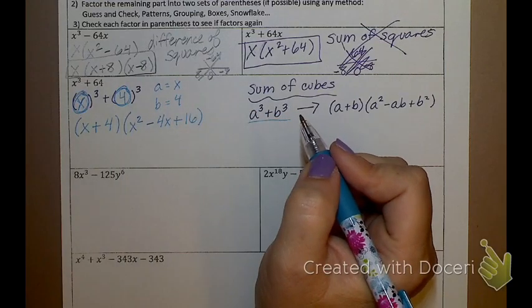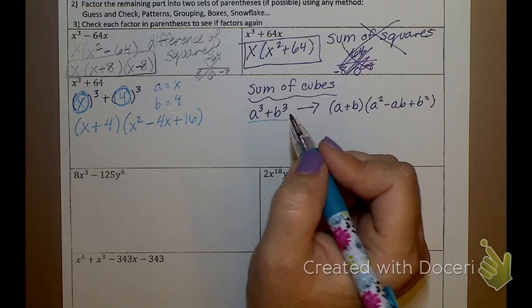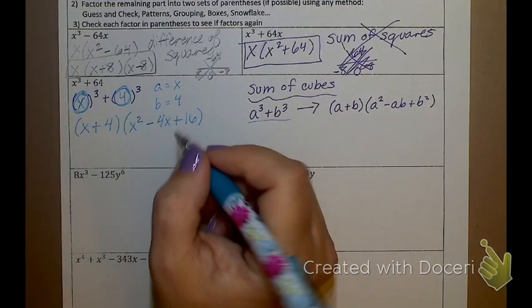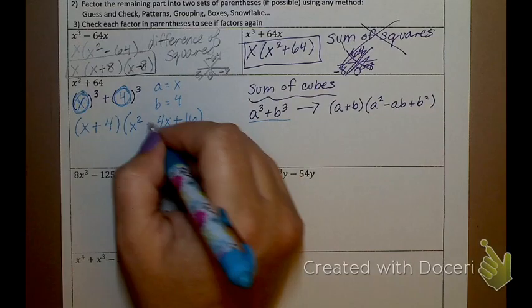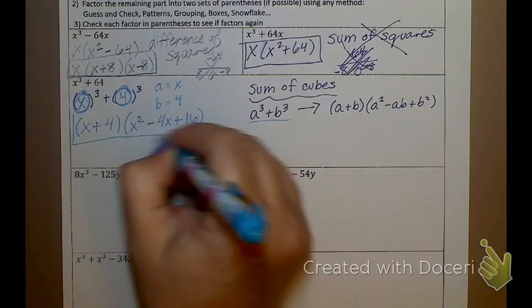There it is. Now, once you have put stuff into this sum of cubes formula, most often, I can pretty much guarantee you, you're done. As long as you've taken out a GCF first, if there is one, you're going to be done with your factoring right there.